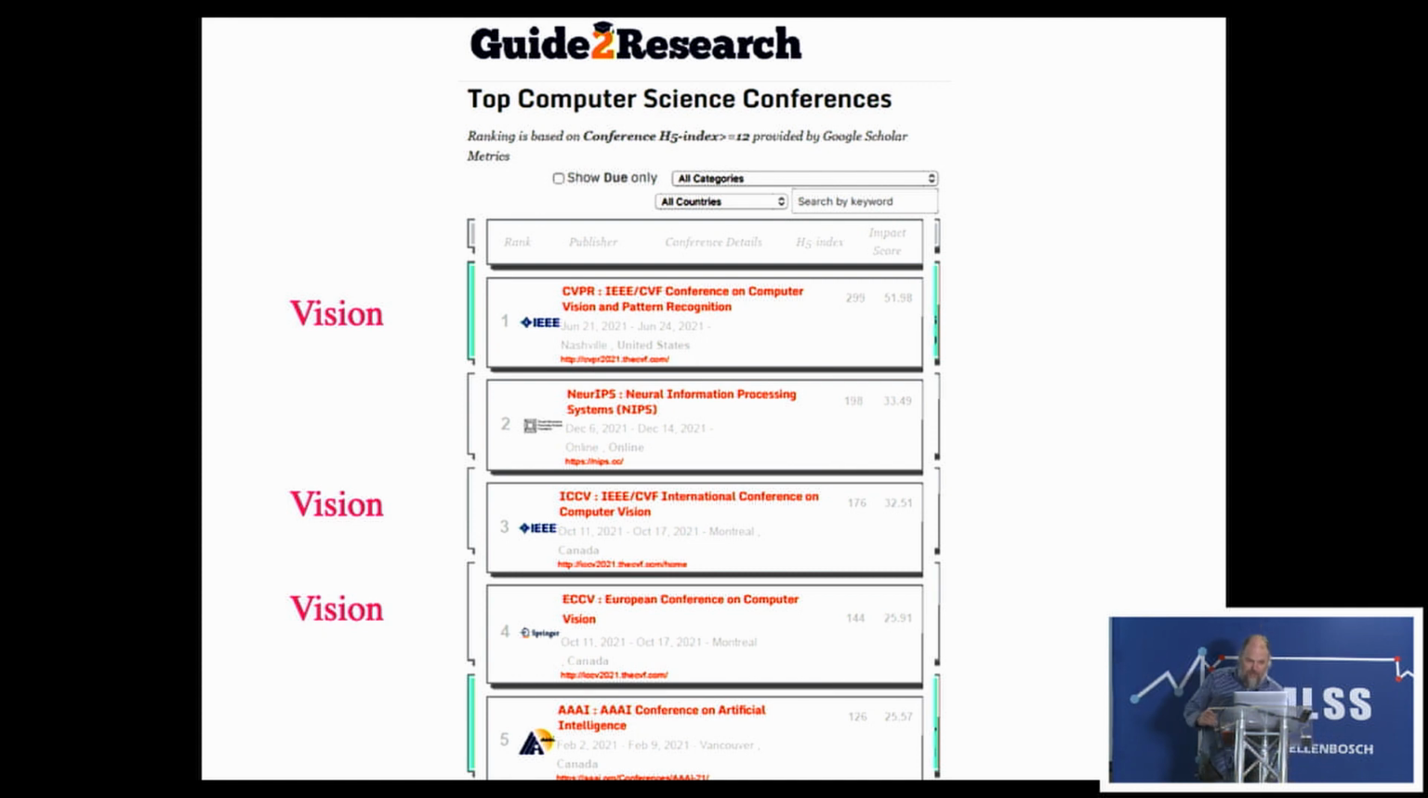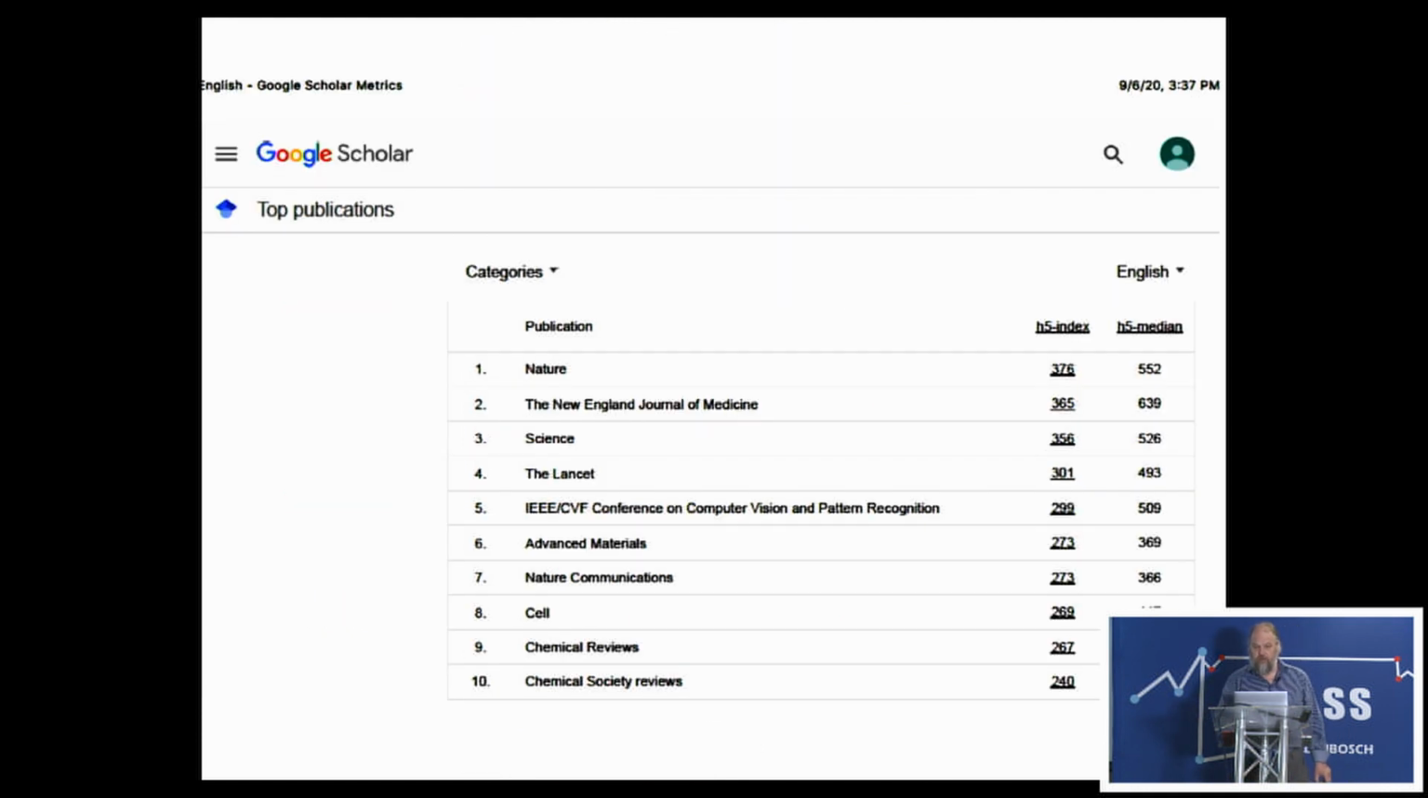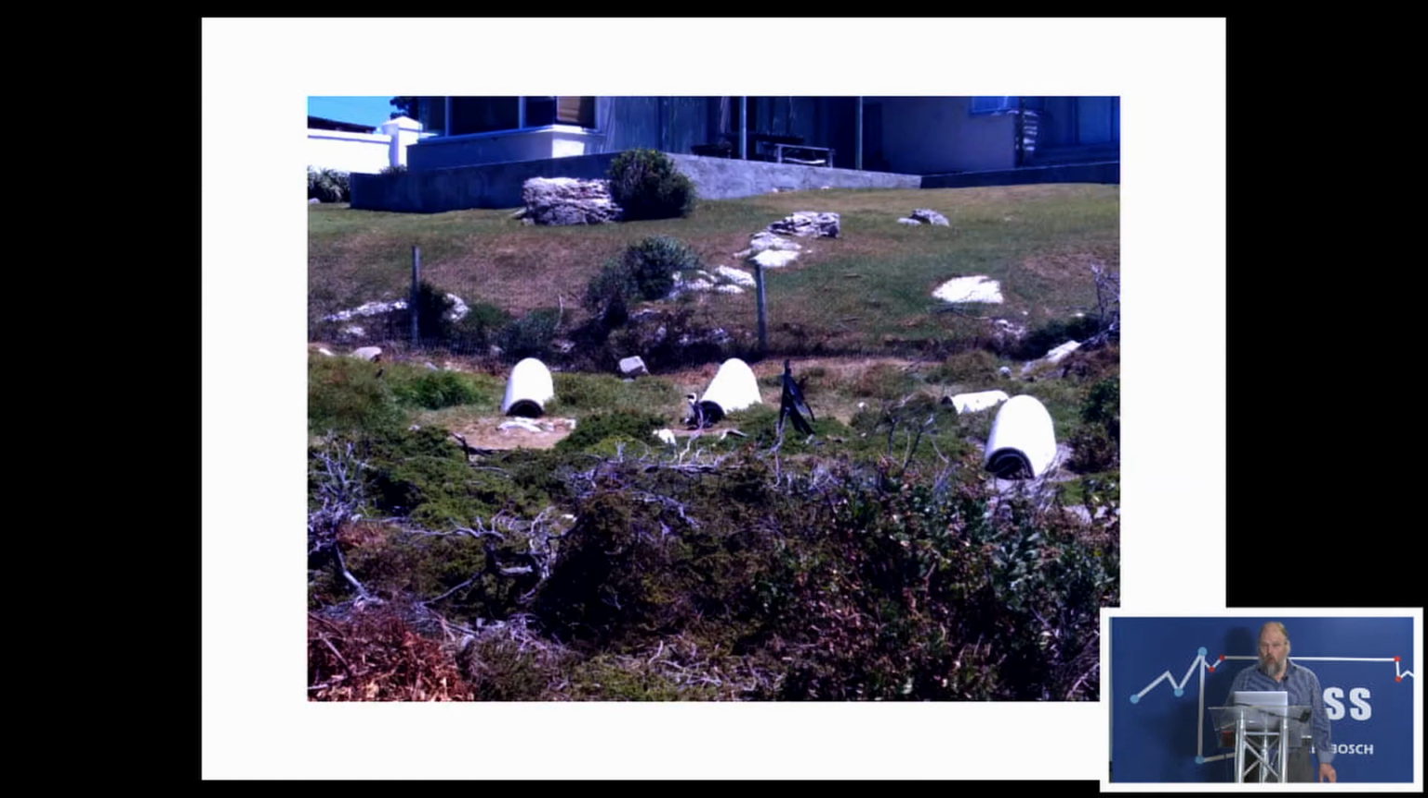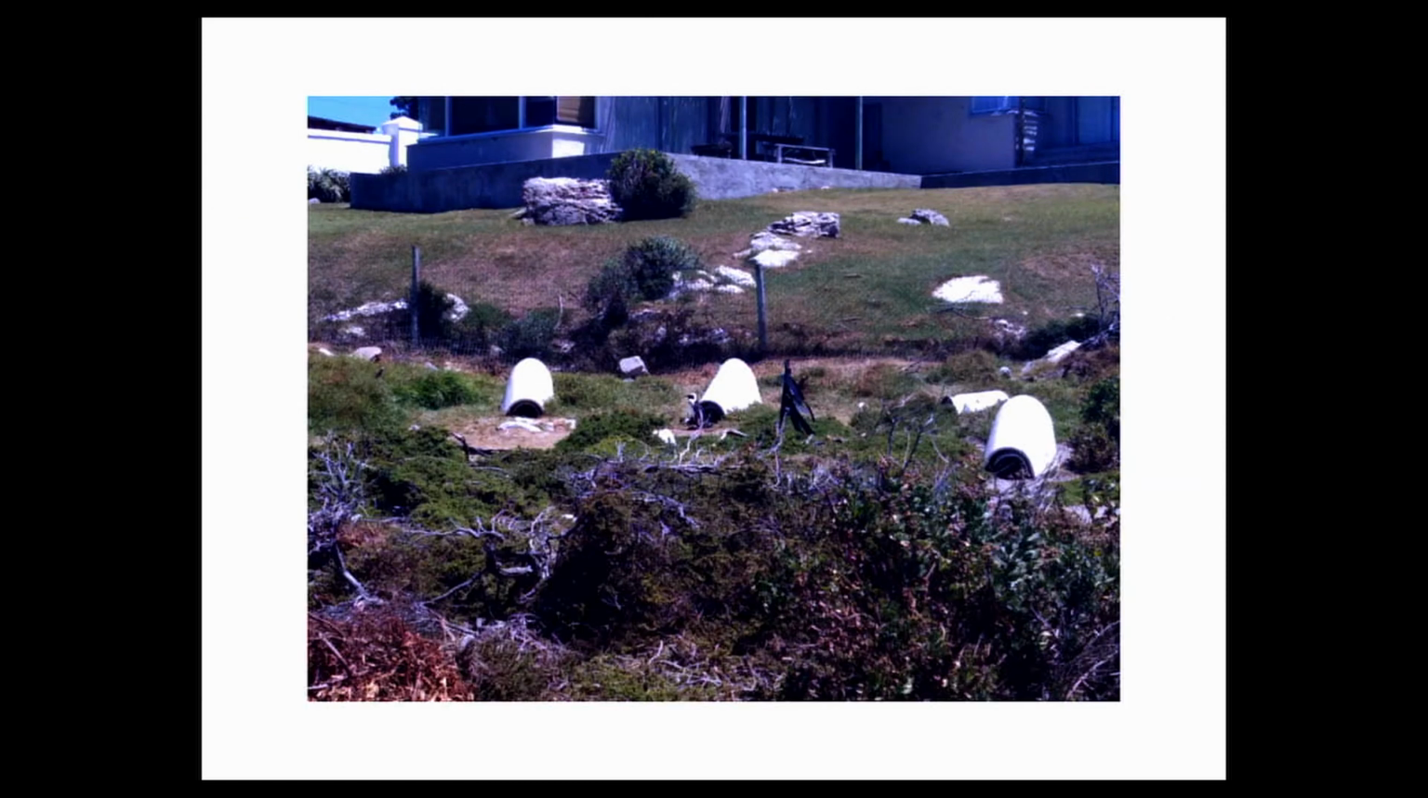Then the ICCV, then the ECCV, and then AAAI. And this is kind of consistent. Vision is just a very big deal right now. Why? Well, there's sort of two things that are very important.